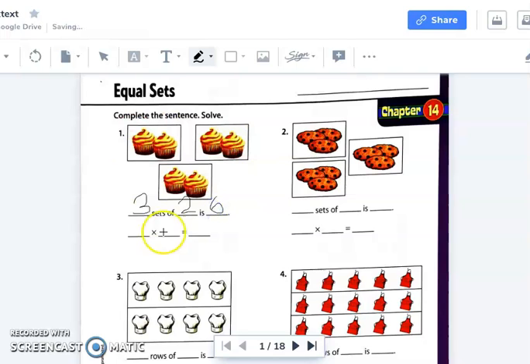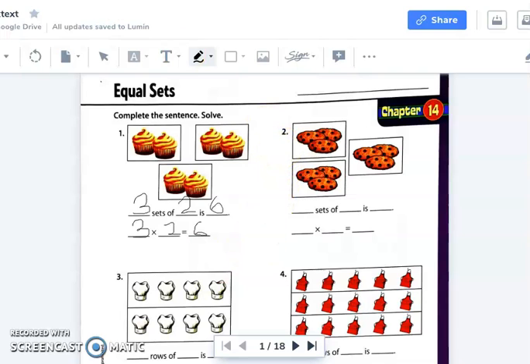6. Very good. So we have 1, 2, 3. 3 sets of 2 is 6. And you can write that as a multiplication equation. 3 times 2 equals 6. Very good. Let's try number 2.